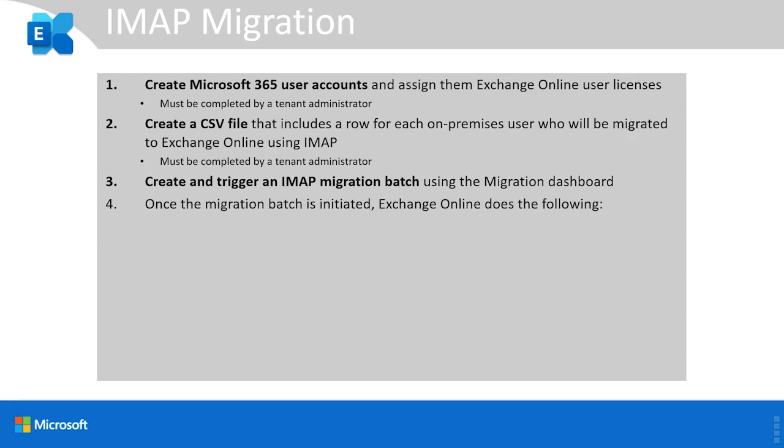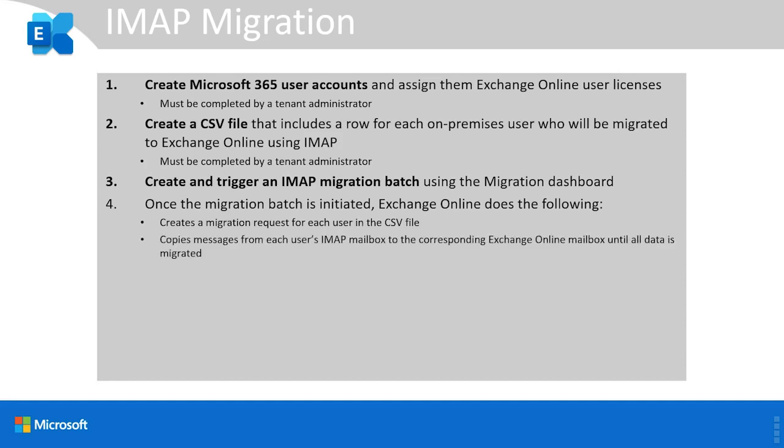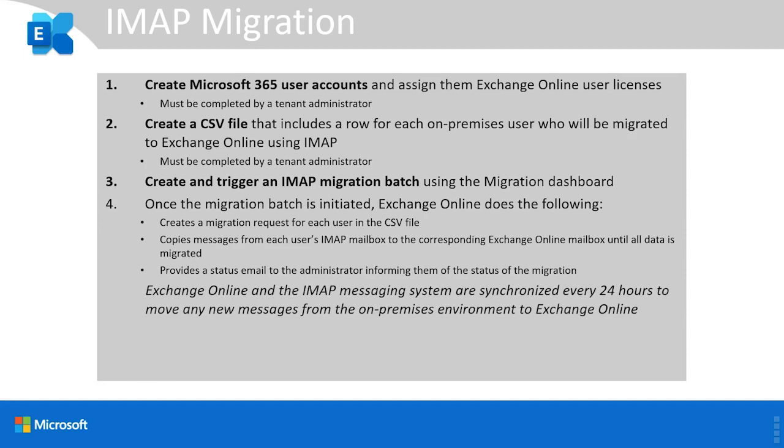Once the migration batch is initiated, Exchange Online does the following. Creates a migration request for each user in the CSV file, copies messages from each user's IMAP mailbox to the corresponding Exchange Online mailbox until all data is migrated, provides a status email to the administrator informing them of the status of the migration. Exchange Online and the IMAP messaging system are synchronized every 24 hours to move any new messages from the on-premises environment to Exchange Online.